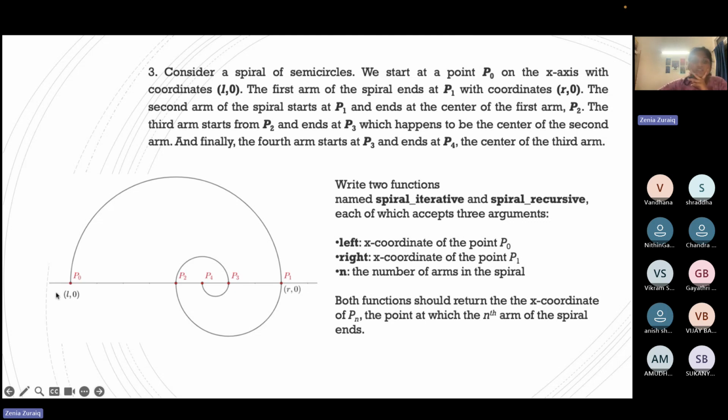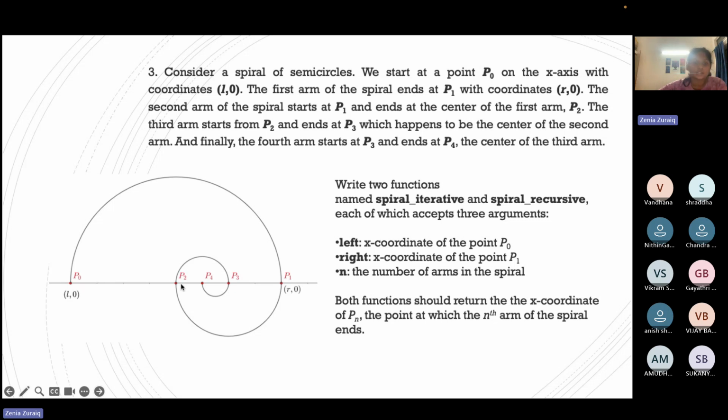Consider a spiral of semicircles as given in this picture. We start at a point P0, which has the coordinate L, 0 on the x-axis, and the first arm of the spiral ends at P1, which has coordinate R, 0. The second arm of the spiral, from P1 to P2, starts at P1, which is R comma 0, and it ends at P2. P2 is basically the center of the first arm, so the coordinate of this will be L plus R by 2.